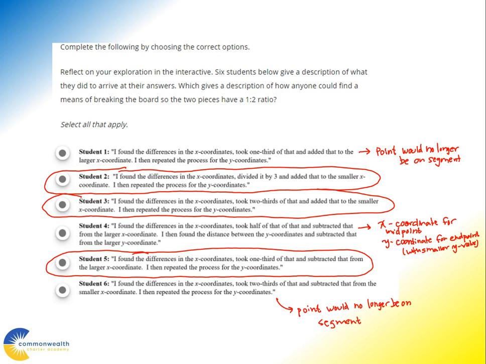And again, that's more likely going to be a point that's actually not on the segment anymore. And even if it was, it would more than likely be at one of the endpoints of the segment. And the endpoint is an endpoint. You can't break it at the endpoint. So that's what's going on in those. The other three, each one of those would produce a 1-to-2 ratio or a 2-to-1 ratio, which, again, as far as distances goes.